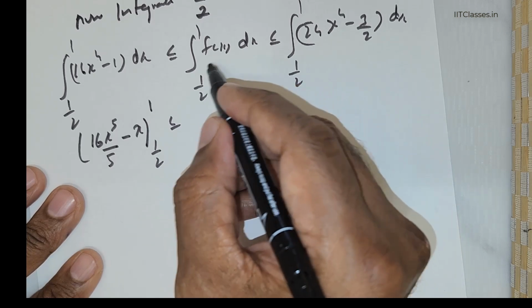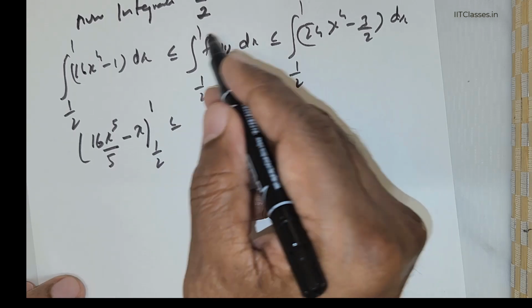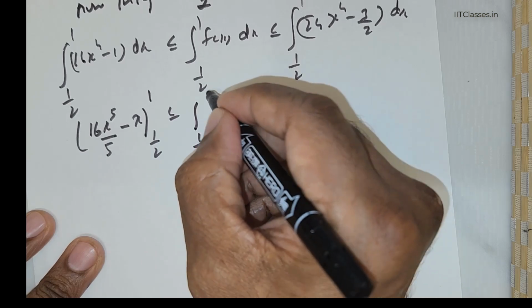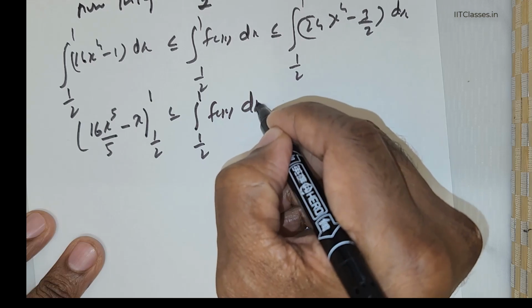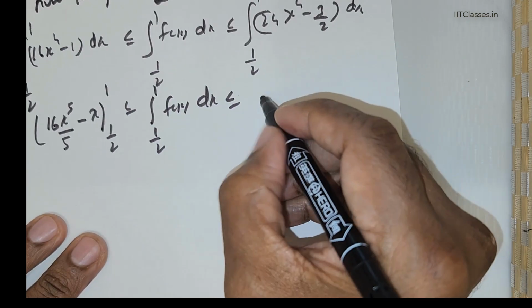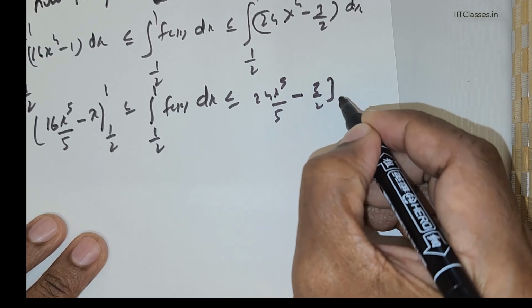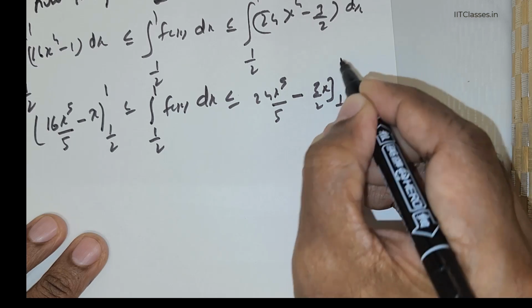So I don't have to integrate this quantity. Why? If you see the question, this is actually what we are looking for. So I retain it. Integral from 1/2 to 1 of f(x) dx is less than or equal to, I integrate this, I get 24x^5/5 minus (3/2)x. Limits are 1/2 to 1.